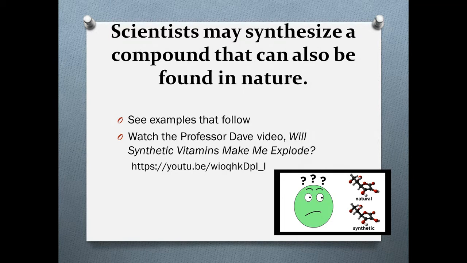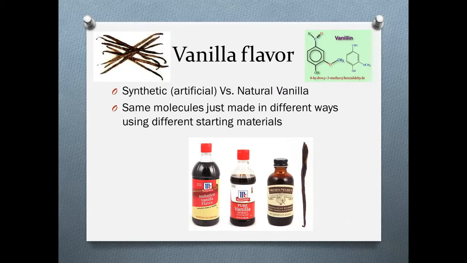So scientists may synthesize or make a compound that can also be found in nature. We're going to talk about a few examples here. You can also watch a video with Professor Dave about synthetic vitamins, and he explains the difference between natural and synthetic molecules pretty well. I'm going to give you some of my examples.